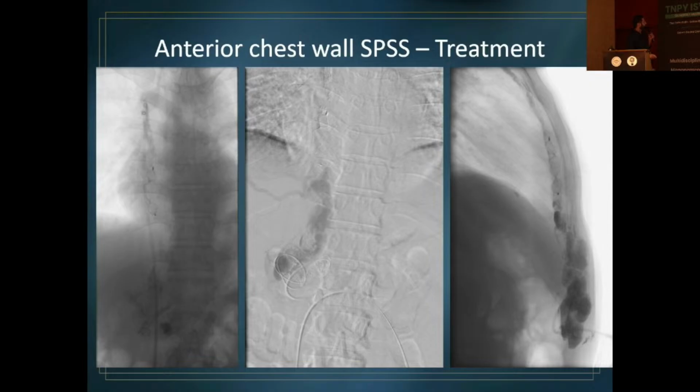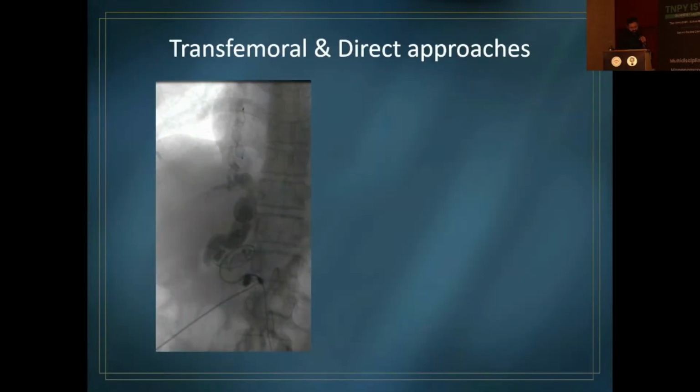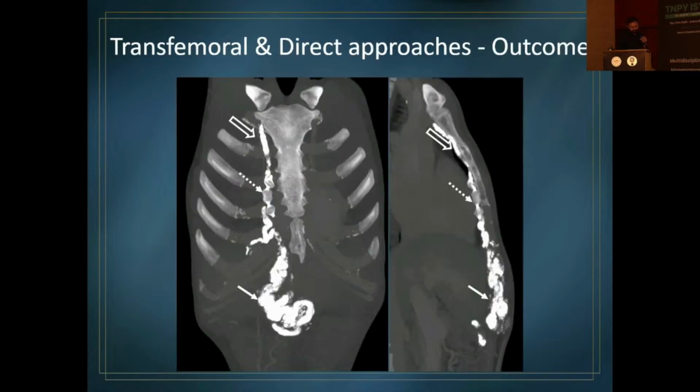So we tried to go as distal as possible. After plug deployment, we took runs, then injected glue with some sclerosant as well. So finally, a transfemoral and direct approach, a combined approach. The CT image post-procedure shows glue cast both above and below the plug, and glue cast in the entire varices.